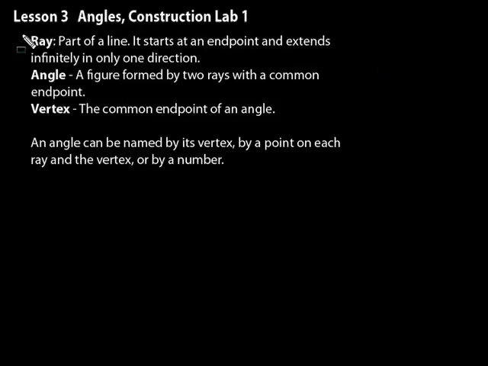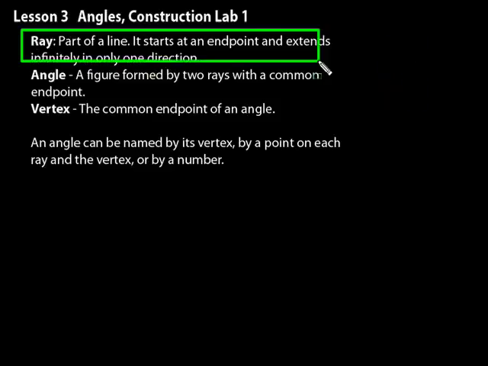So for studying angles, let's start out with some definitions, and that's normally what we do in geometry. We have our definitions and we may have postulates. We haven't had any theorems yet. Theorems are based on the postulates as well as the properties. We'll be getting to those soon though, but a ray, that's part of a line.